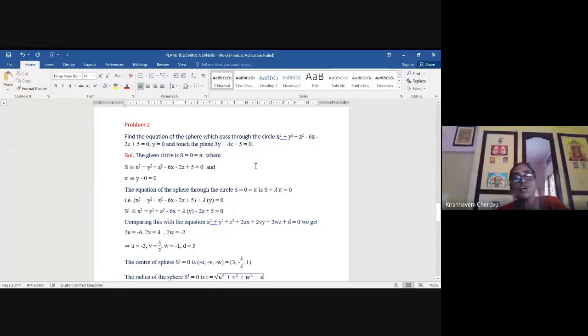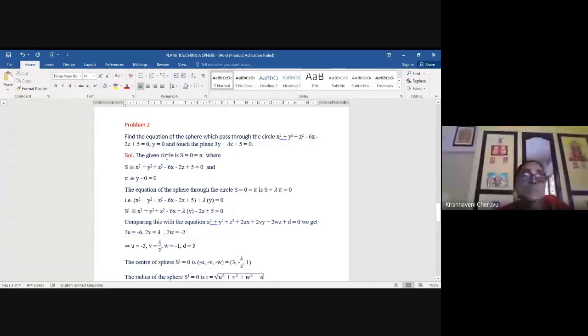Okay. So here you are given a circle. Circle means S is equal to 0 and pi, the intersection of a sphere and a plane, where S is the sphere and the plane is ax plus by plus cz plus d is equal to 0. This is the plane. Now this sphere and plane are intersecting. You are getting a circle.